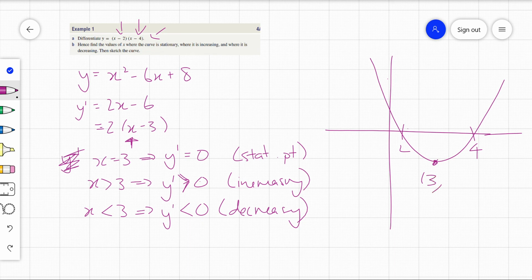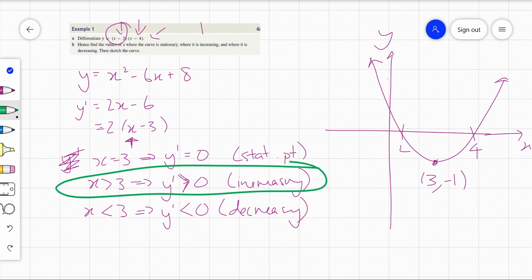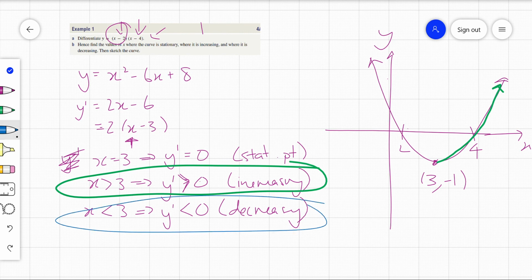And when I sub x equals 3 in there, the first bracket gives me 1, the second bracket gives me minus 1, so 1 times minus 1 is negative 1. So you can see that where x is 3, obviously we've got a stationary point, and where x is greater than 3, so here, it's increasing, and where it's less than 3, it's decreasing, so it makes sense.